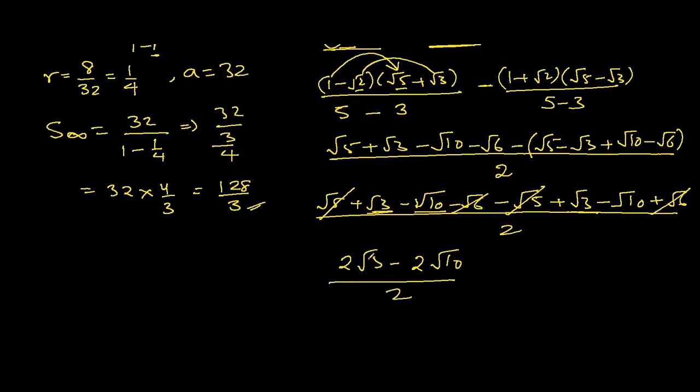Okay, so let's take 2 common from the numerator. Square root 3 minus square root 10 will be left inside, over 2. 2 and 2 get cancelled. So the final answer is square root 3 minus square root 10.